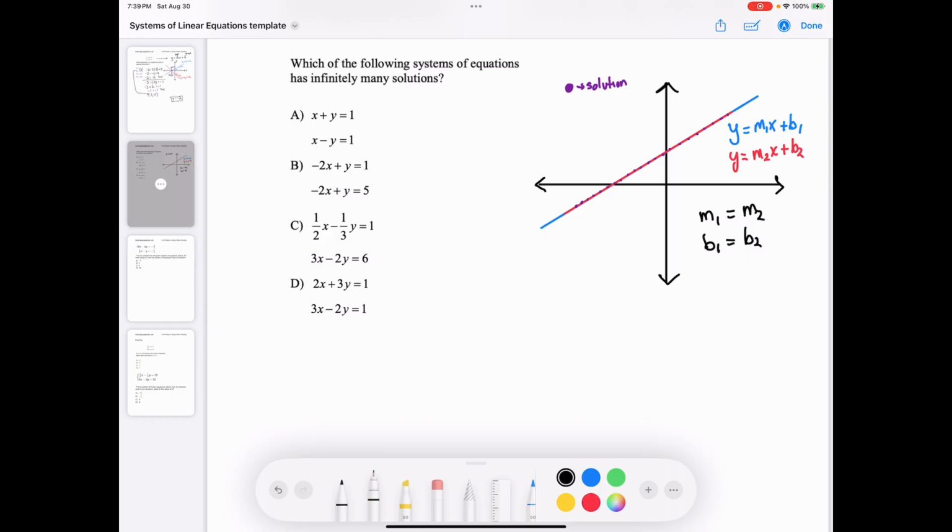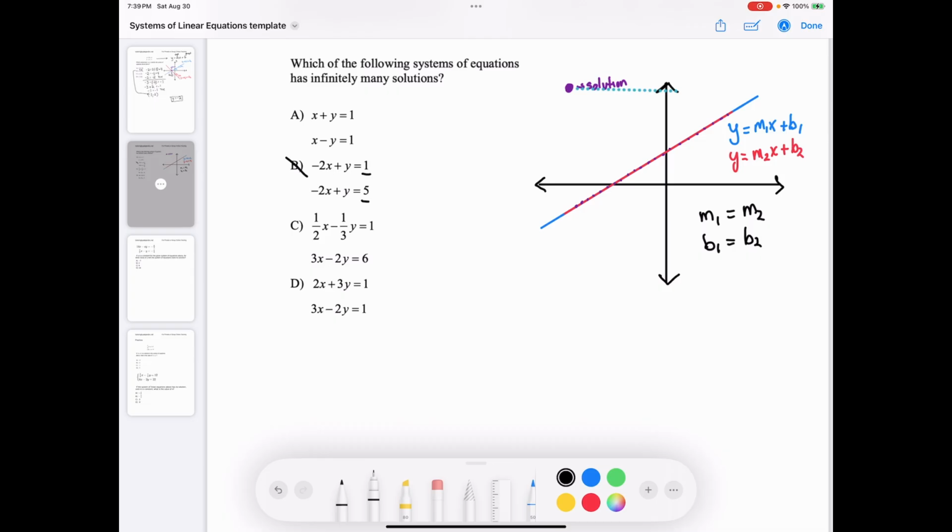Okay, so let's see what we can eliminate as being the correct answer right away. So my eyes jump to answer B, right? You have negative 2x plus y equals 1, and then you have negative 2x plus y equals 5. So there's no amount of math you can do where you'll end up with the same function, right? Just because of that 1 and that 5. So that eliminates B from being the right answer. They're going to have different intercepts, which is the b value. Okay, let's see what else we have.